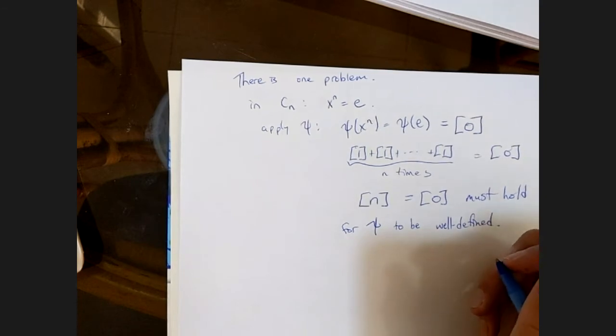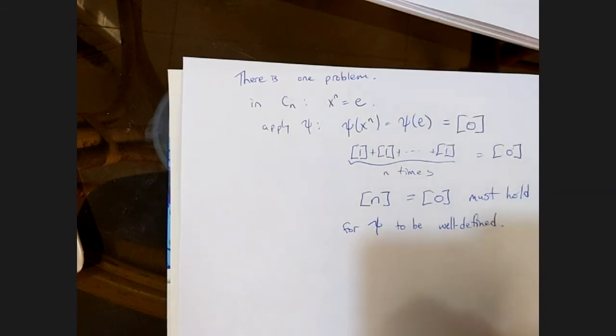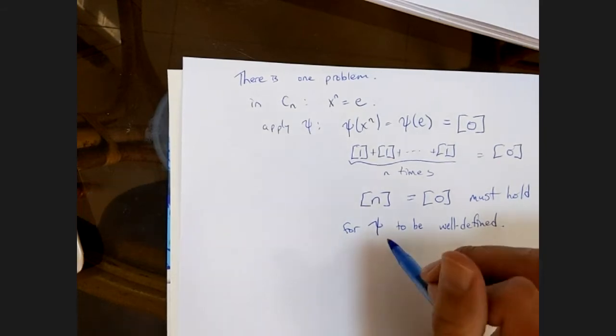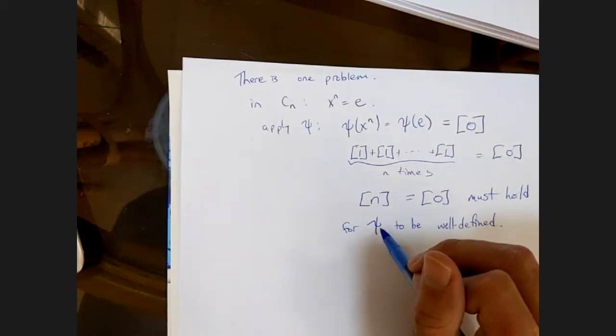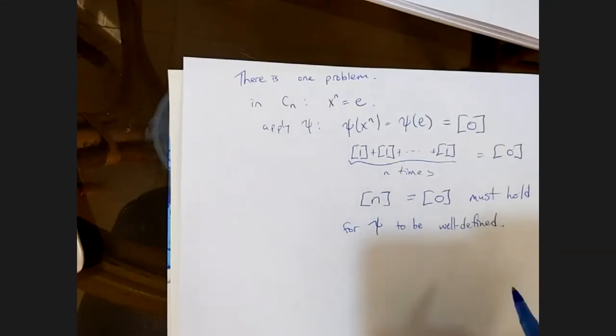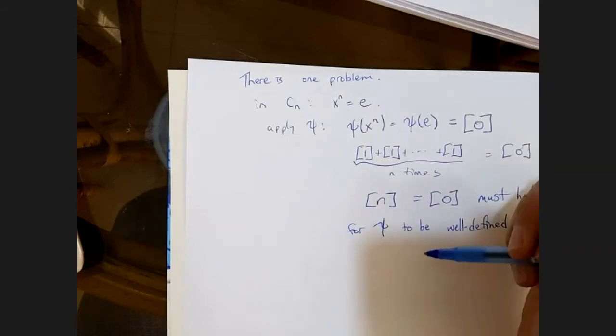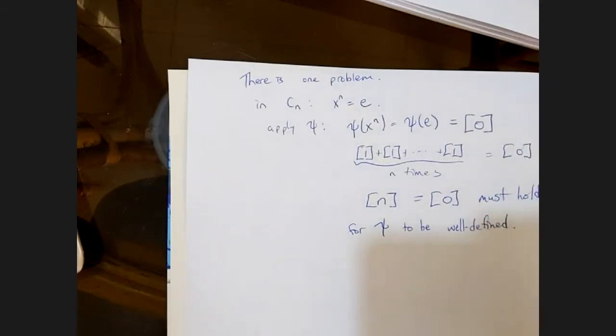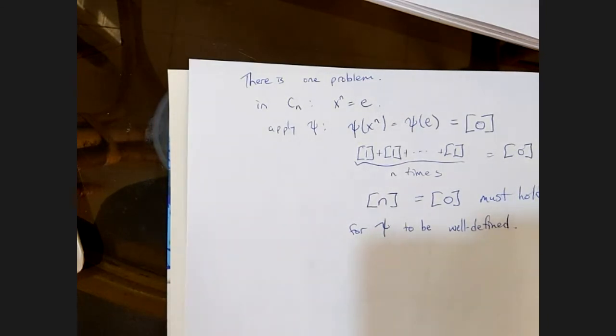So basically, to define a homomorphism from Cn, we have to explain what the value of psi is on all the generators. Then we have to check that when we apply psi to all the different relations, the result is still true in the codomain.